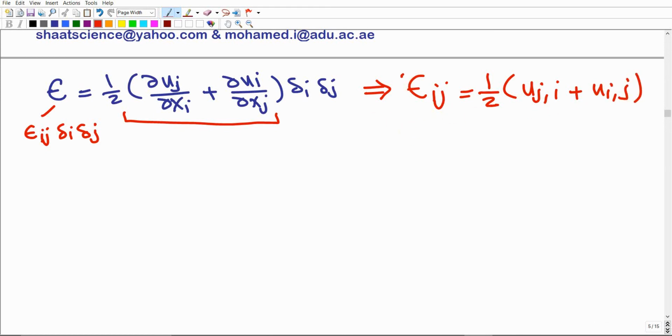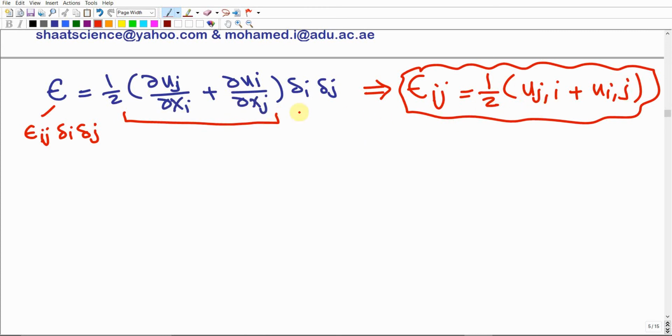As we mentioned in vector calculus, instead of writing partial by partial x, we can simply use the comma. Comma i indicates partial by partial xi of uj, and comma j indicates partial by partial xj of ui, as already given here. So this is the compact form. This is known as the index notation, or the strain in the index notation form.